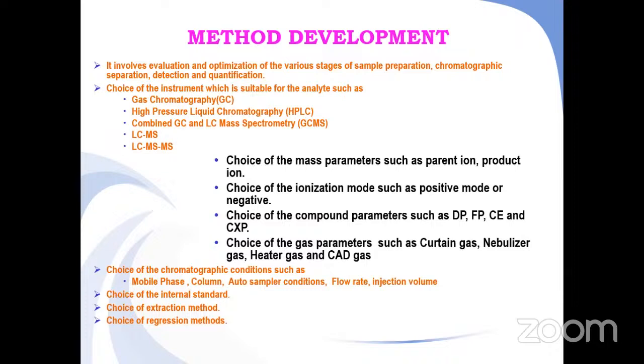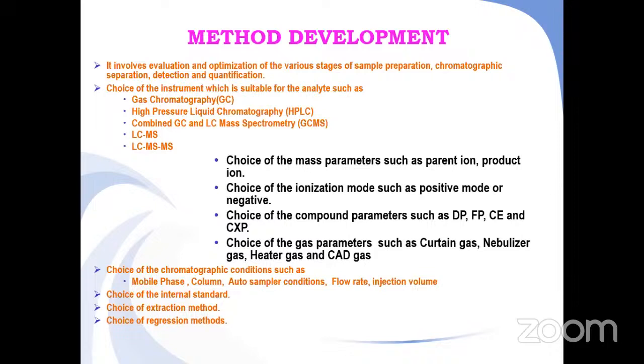So that is, in this method development, the choice of the mass parameters such as parent ion, product ion, and the choice of the ionization as positive mode or negative mode. Choice of the compound parameters, such as declustering potential (DP), collision exit potential, and collision potential. Whereas the choice of the gas parameters includes the curtain gas, nebulizer gas, heater gas, and the collision-assisted dissociation gas. That is the choice of the ionization, the compound parameters, and the gas parameters. So that is the selection in the method development.